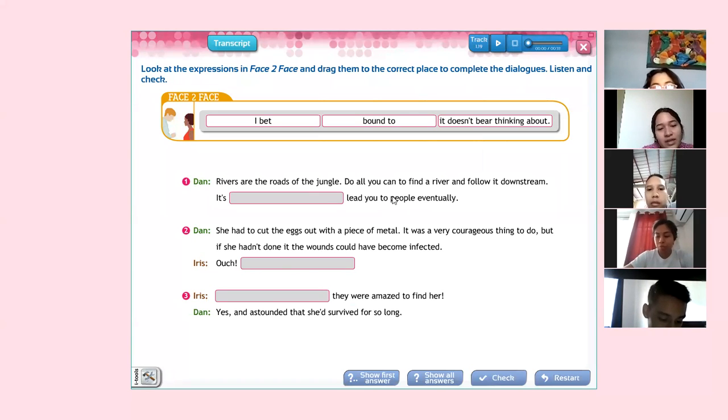She had to cut the eggs out with a piece of metal. It was a very courageous thing to do, but if she hadn't done it, the wounds could have become infected.